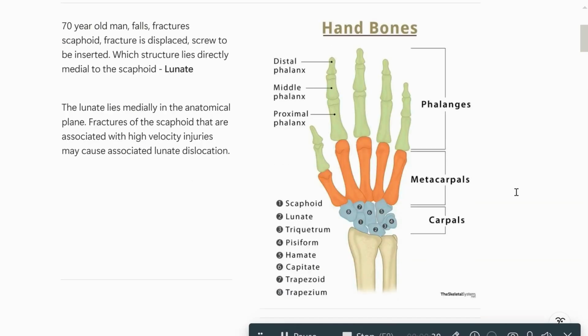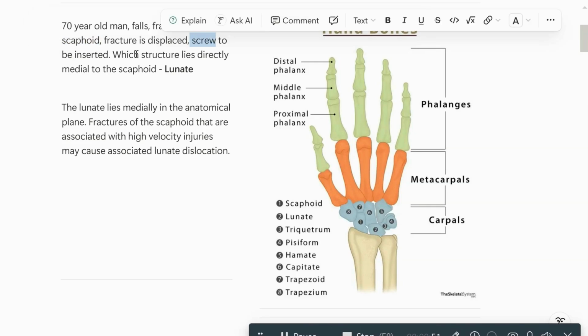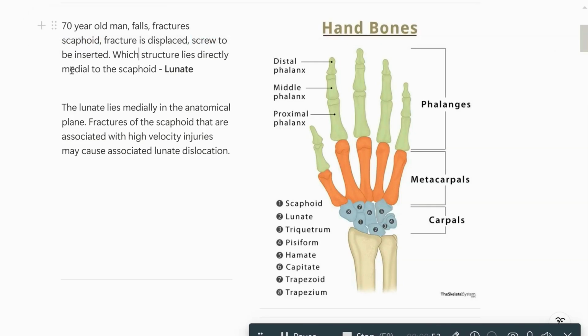Our first statement says that there is a 70-year-old man who had fallen and sustained a fracture of the scaphoid. There was a plan to insert a screw. Now, what the question is asking is which structure lies directly medial to the scaphoid.